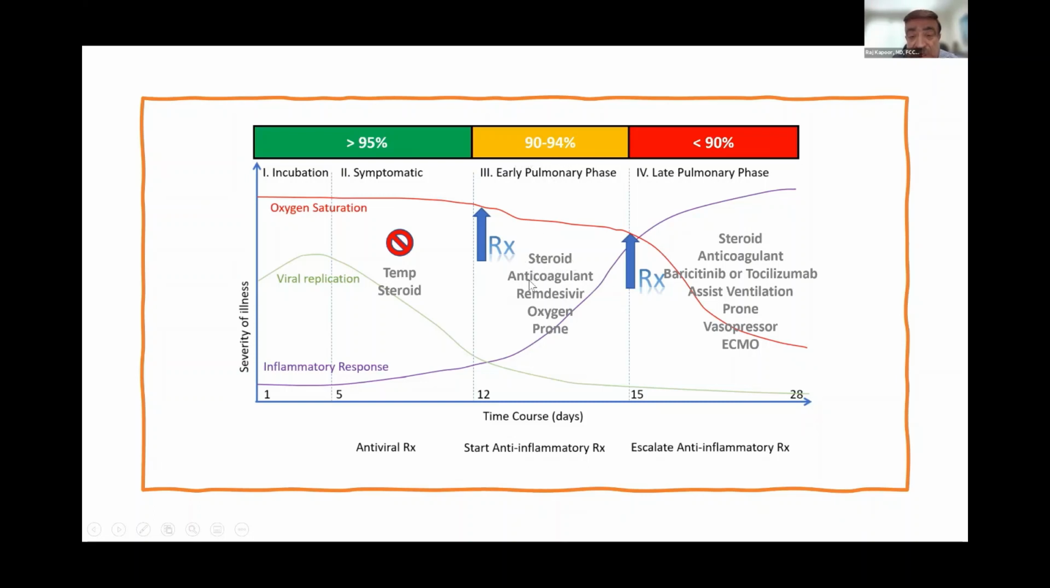You start with the steroid, anticoagulant, maybe oxygen and prone position, and remdesivir, which we'll discuss. And then, of course, when the saturation goes below 90%, this is the time for going into ICU. This may be the time for hospitalization. This is for ICU, but this is at home. So this is decided by the green zone, the yellow zone, and the red zone. People start this treatment here, so they are making the green zone into the yellow zone. And this is the fallacy of the management.